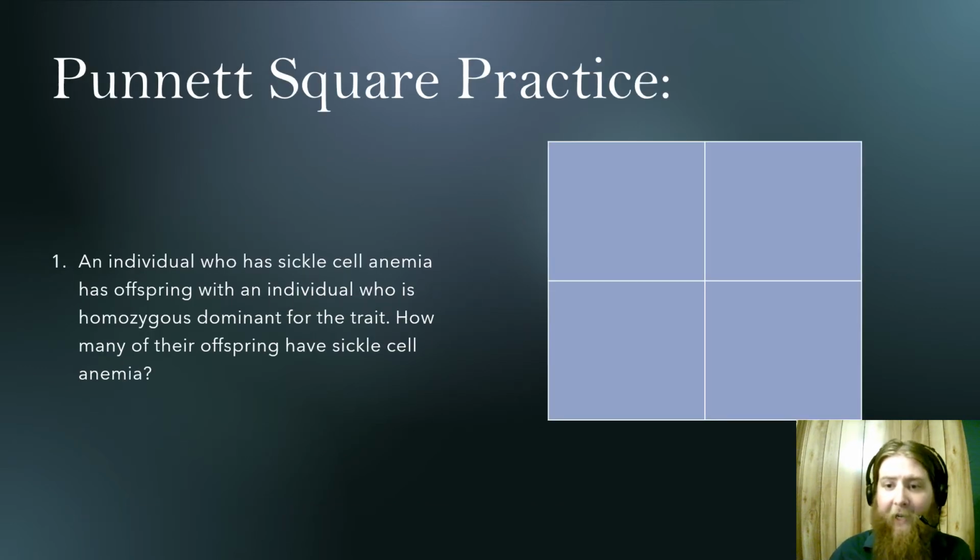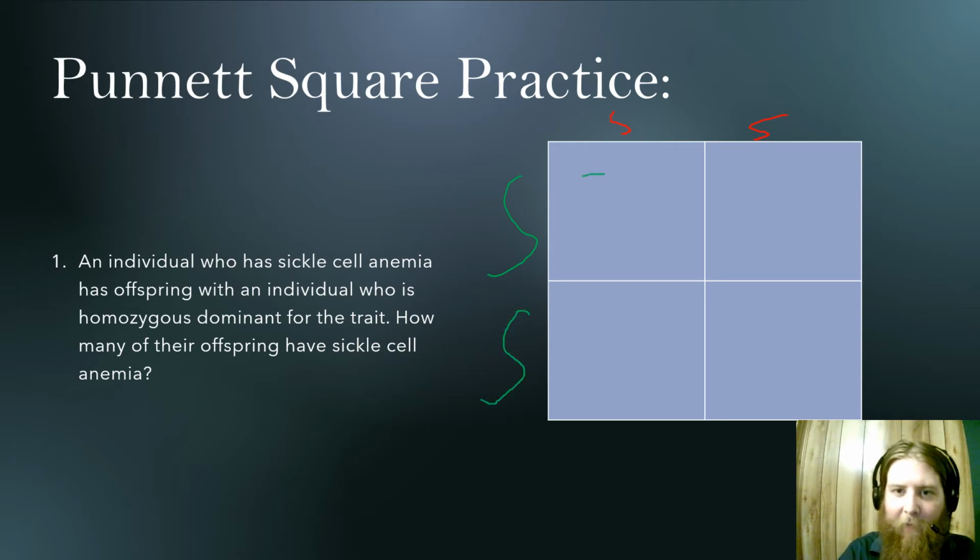So let's do another practice problem for Punnett squares. An individual who has sickle cell anemia has offspring with an individual who is homozygous dominant for the trait. How many of their offspring have sickle cell anemia? So we know that sickle cell anemia, the one who has it has little s, and we now know with this new information that the other individual is going to have big S, big S. And let me use a different color for that because that doesn't quite show up. Big S, big S. I'm going to make them really big to accentuate the difference.